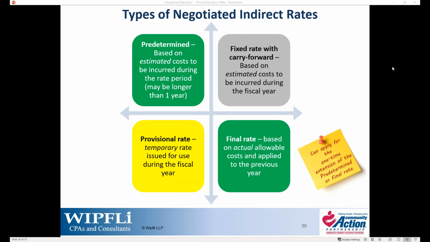There are different types of negotiated indirect cost rates. The first one is predetermined. A predetermined rate is based on estimated costs that are incurred during the year. So you apply for a rate and they issue you a rate and it doesn't change. It doesn't matter what your actual costs are, we are allowing you to use a rate based on estimated costs. Unfortunately, nonprofit organizations do not tend to get predetermined rates. Those are usually set aside for units of government.